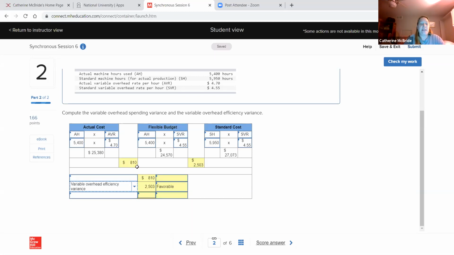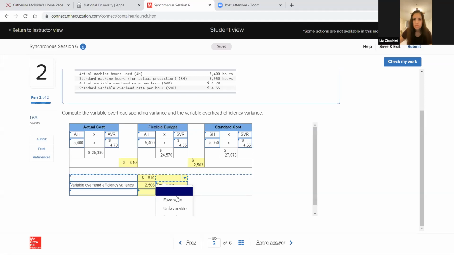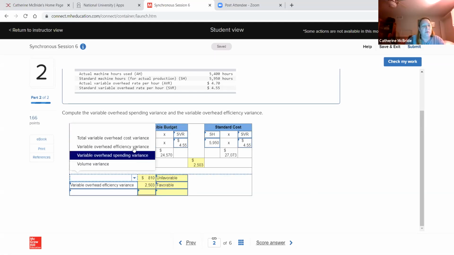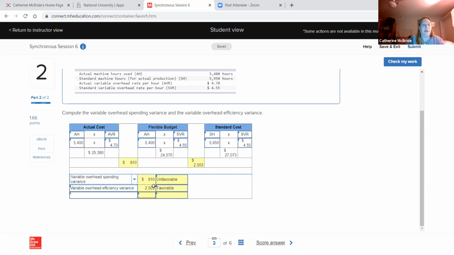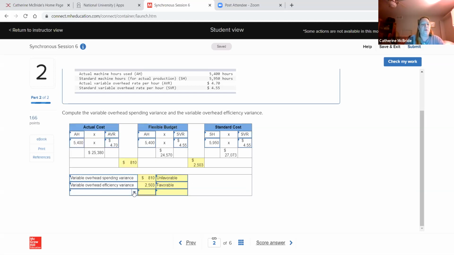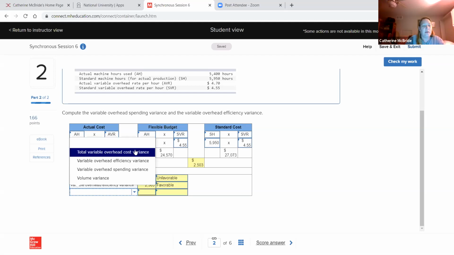Okay, for the 810, I did plan to spend $4.55 per hour. I did spend $4.70 per hour. So is the 810 unfavorable? Right. And that's my cost. Variable overhead spending variance.